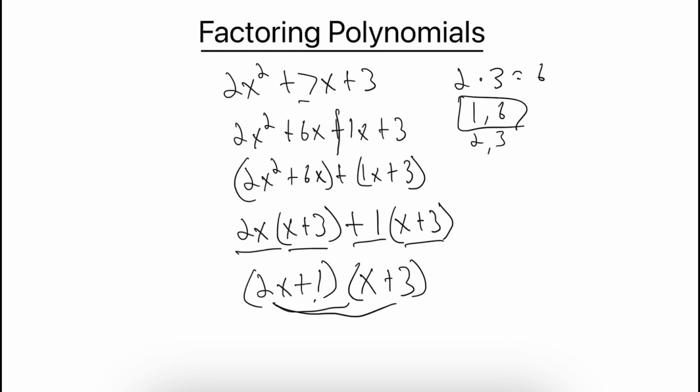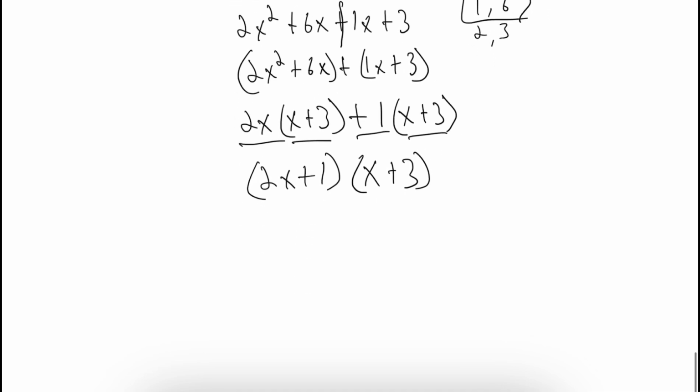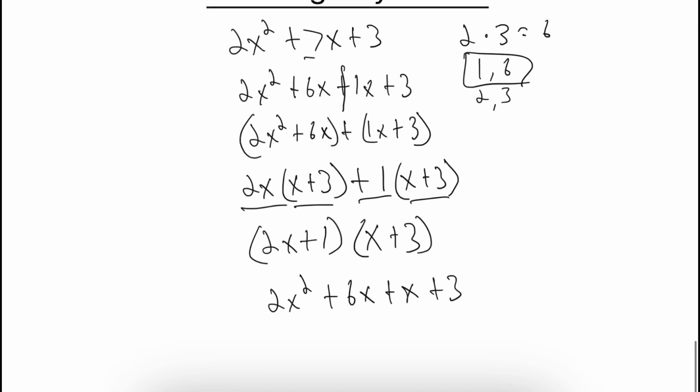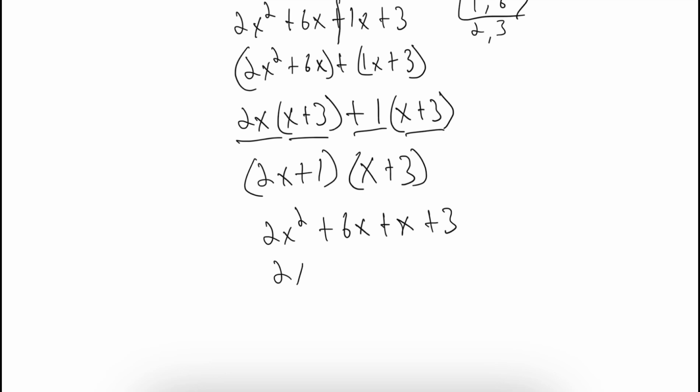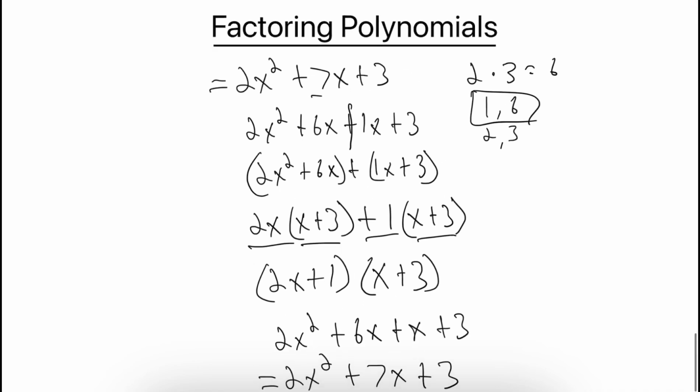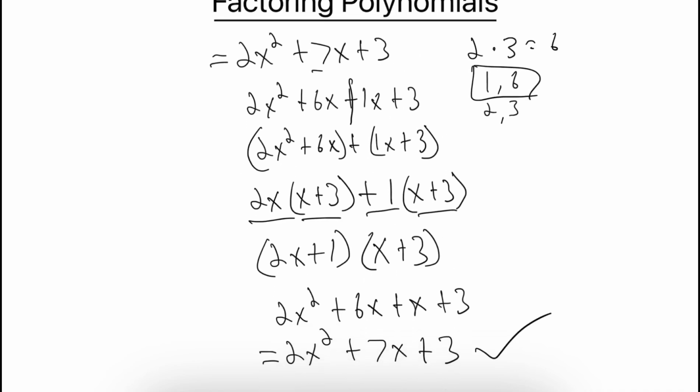So now we're going to FOIL everything together to check our work, make sure we're right. 2x times x is 2x squared. 2x times 3 is plus 6x. 1 times x is x. And then 1 times 3 is plus 3. So now we've got 2x squared plus 7x plus 3. Now we're going to check to make sure this equals this. And it does. So here is our final answer.